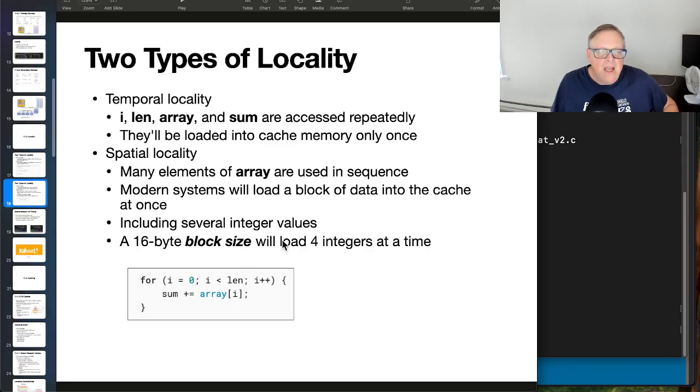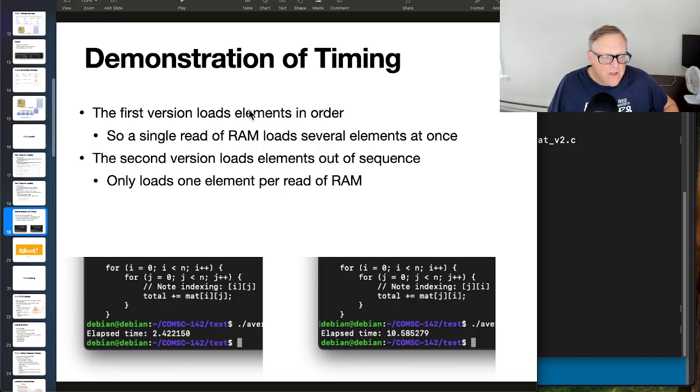All right. Now the point is, modern systems don't load one byte of data or one word of data from a cache. They load a lot of data at once, typically a 16-byte block size, something like that. So that's why it was much more efficient to access these in order, because you're going to load them 4 at a time anyway. So, like I say, this one loads elements in order. We already looked at this one. This one loads them out of order, and that makes it much slower.